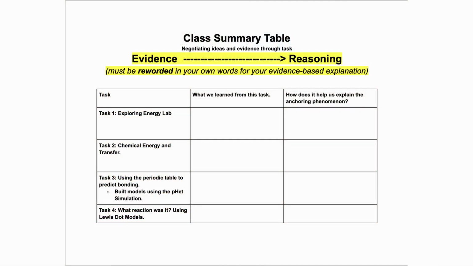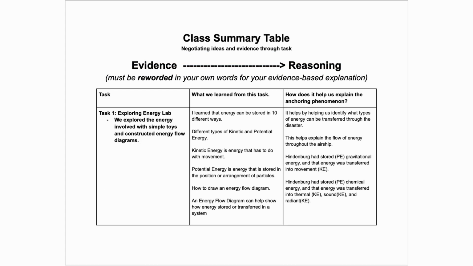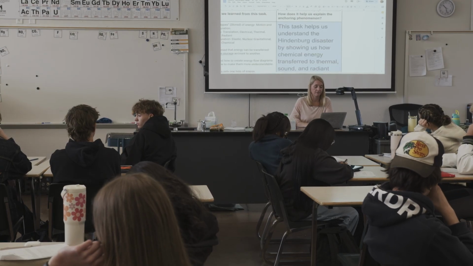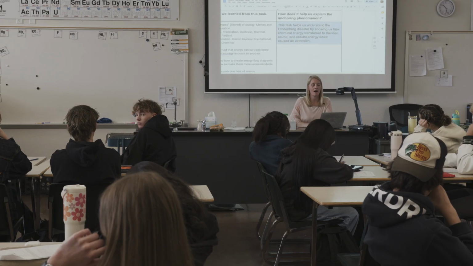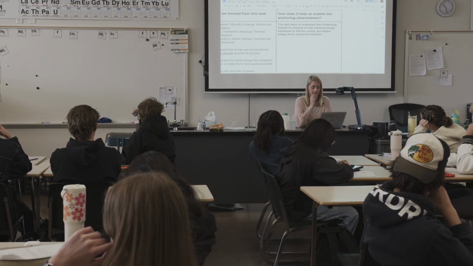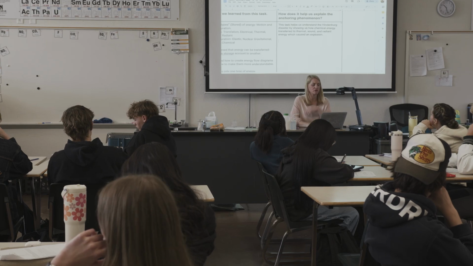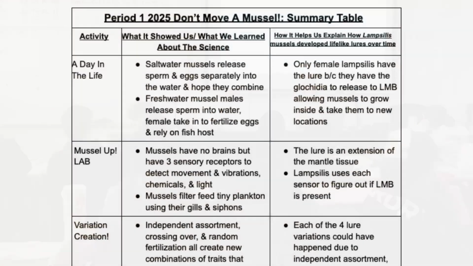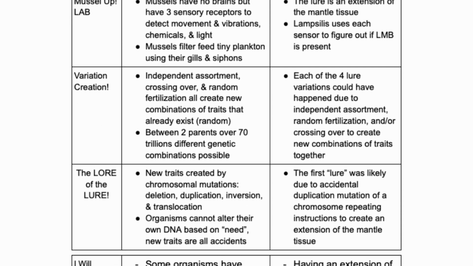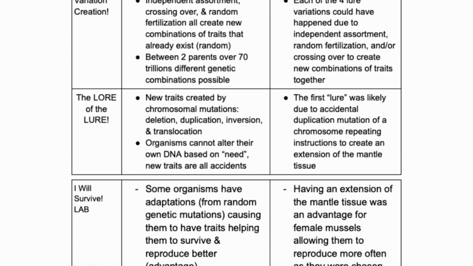The summary table is the most important public record in Stage 3. It is used after each task to capture what was learned and how that new learning helps explain the anchoring phenomenon. After every investigation, students add evidence, emerging ideas, and connections to the phenomenon, building a shared and evolving record of sense-making. The goal of the summary table is to help the class keep track of how each task contributes to their understanding. Because students return to it continually, even at unexpected moments, it stays visible throughout the entire unit.